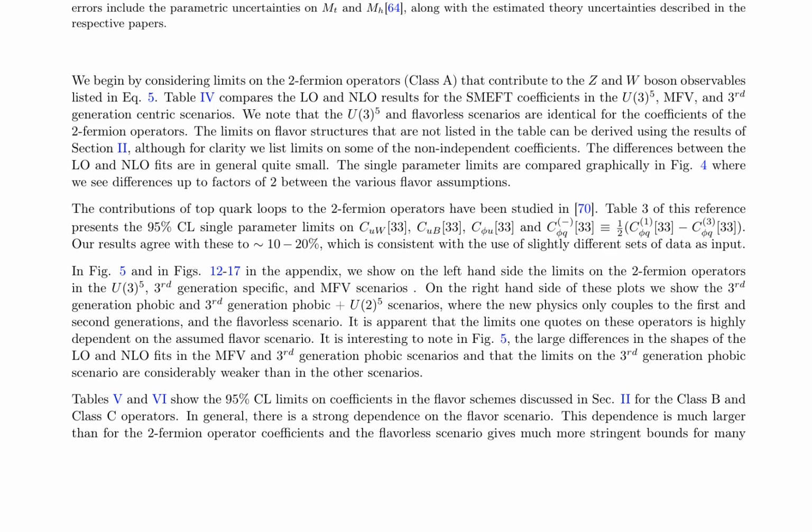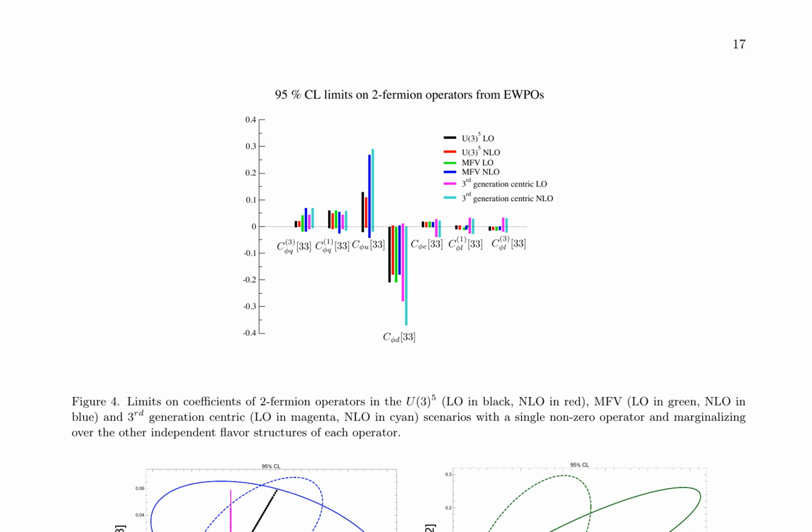Overall, the authors demonstrate a methodology for deriving limits on SMEFT coefficients that depend on assumed flavor scenarios, highlighting the importance of considering flavor assumptions when deriving limits on SMEFT coefficients. The study investigates the limits of coefficients of two fermion operators in various flavor scenarios, including U(3)^5, minimal flavor violation, MFV, third-generation centric, third-generation phobic, and flavorless scenarios.